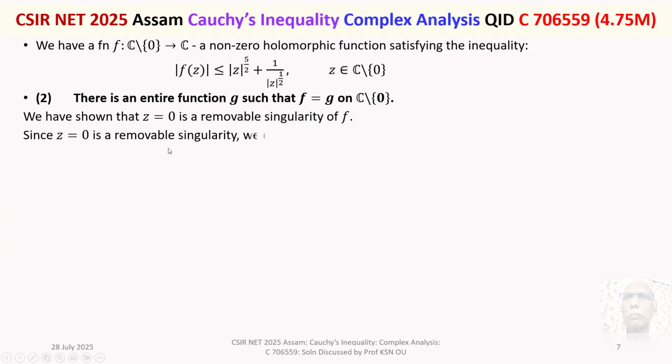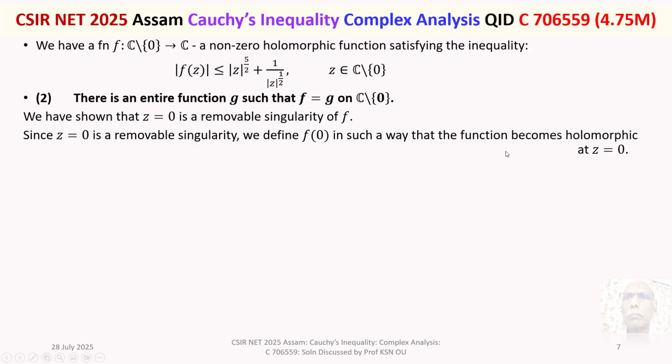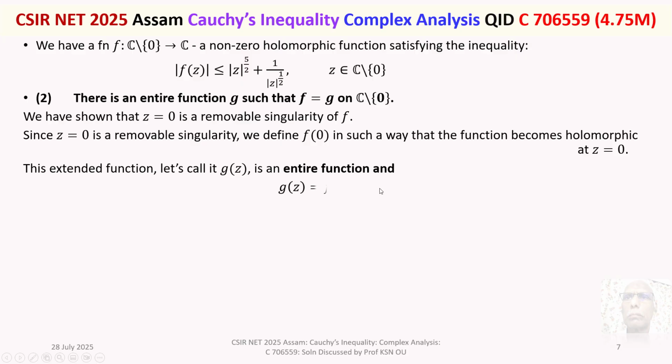Since z equal to 0 is a removable singularity, we define f of 0 in such a way that the function becomes analytic or holomorphic at z equal to 0, and thereby it becomes an entire function. So a new entire function is the extended function of f. Let's call this extended function g of z. It is an entire function, and g of z is equal to f of z for all z belonging to C minus the singleton 0. That means the restriction of g to C minus the singleton 0 is f.